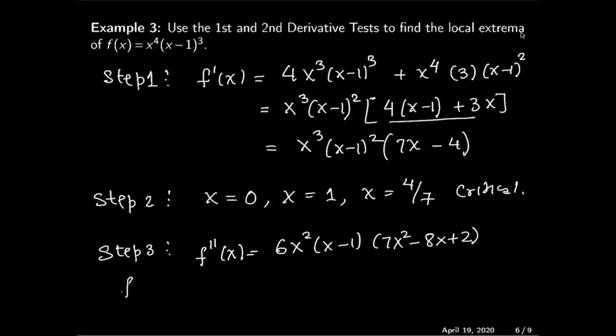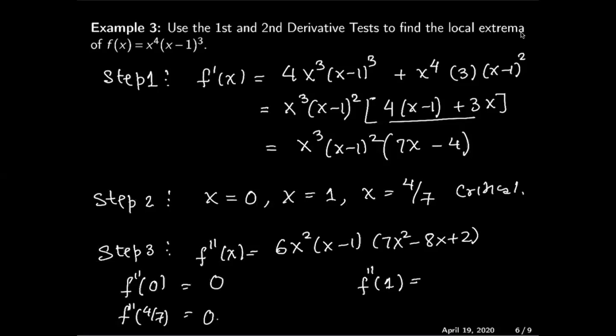So then I will test these critical values. I will plug these critical values, x equals 0, x equals 4 over 7, and x equals 1, into the second derivative. So if I plug in x equals 0, as I can see, that is simply 0.